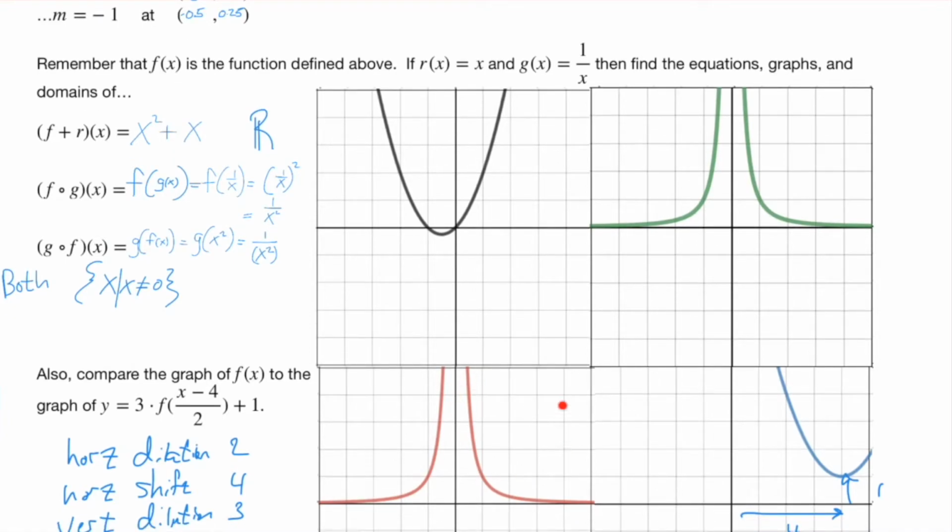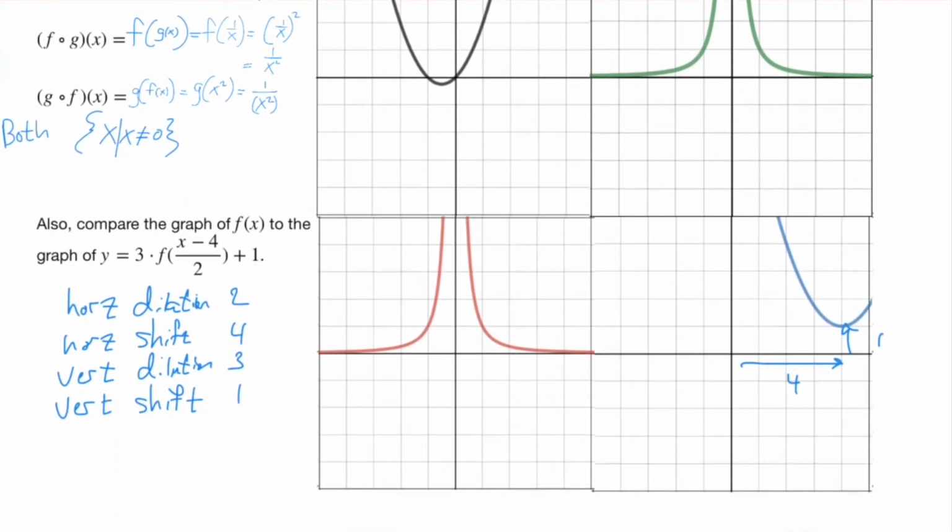It just so happens that f composed with g and g composed with f, in this particular case, produce the exact same graph. Both graphs have the same exact domain. But if we were using a different function, it might not always be that way. In fact, it probably wouldn't be that way.